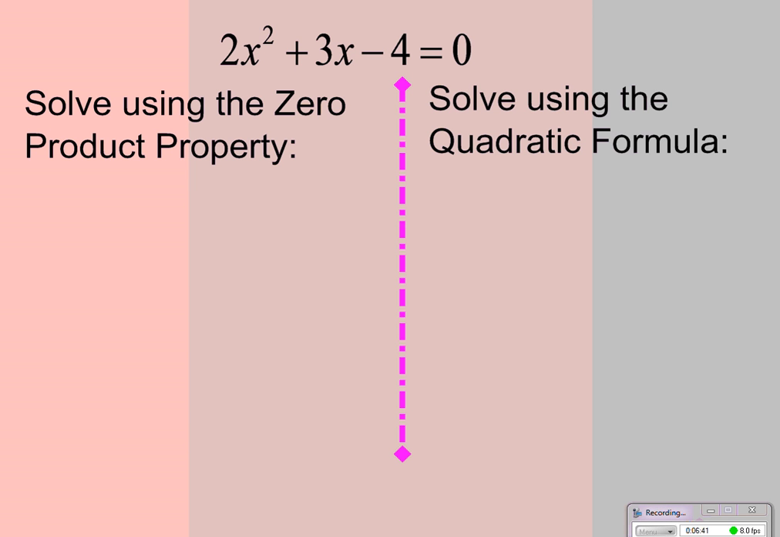So 2x squared plus 3x minus 4. So I put something in front of x squared. Don't panic. Don't go crazy. I can still do this, I promise. So I get 2x squared plus 3x minus 4 equals 0.